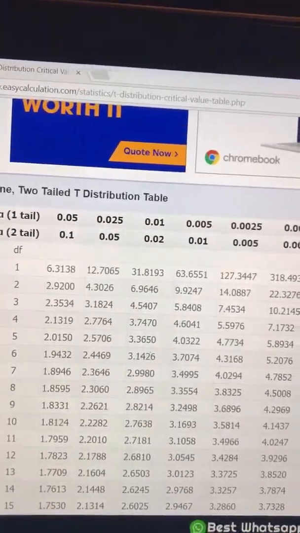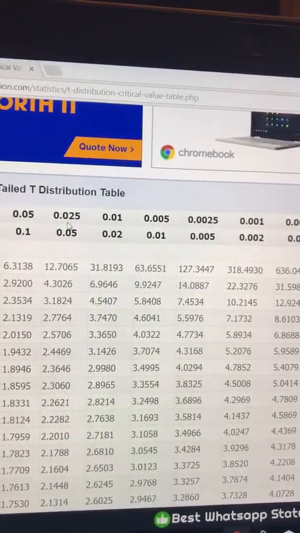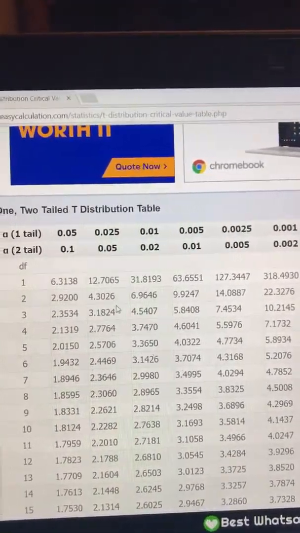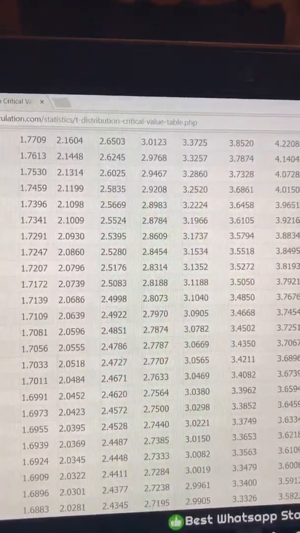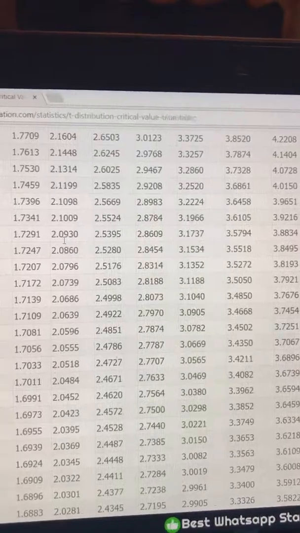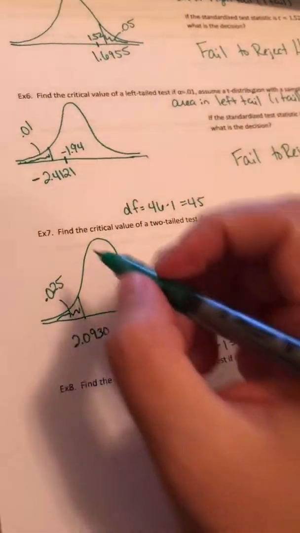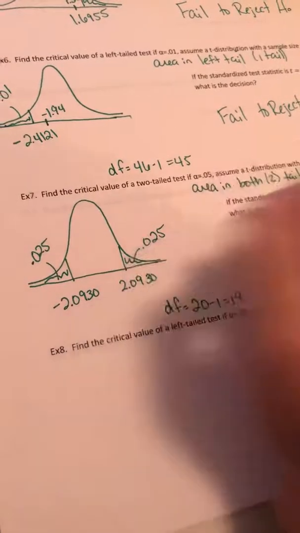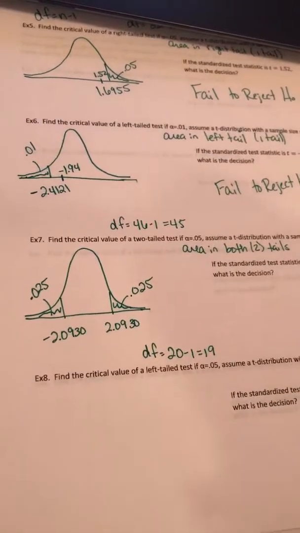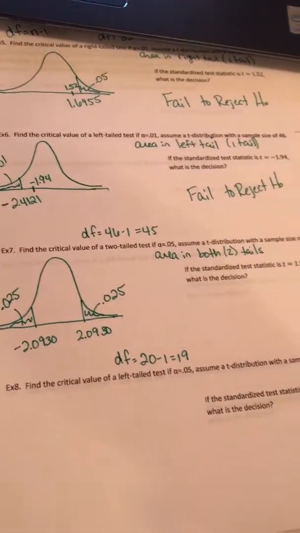So scroll down. So we're going to look here at 0.05 for 2 tails, or 0.025 for 1 tail. So the second column, and we're going to scroll down to 19, somewhere here. We are at 2.0930. But you have to remember, if it's that one, this one down here has to be negative, and this one up here would then have to be the positive one. So plus or minus 2.0930 is your critical value.